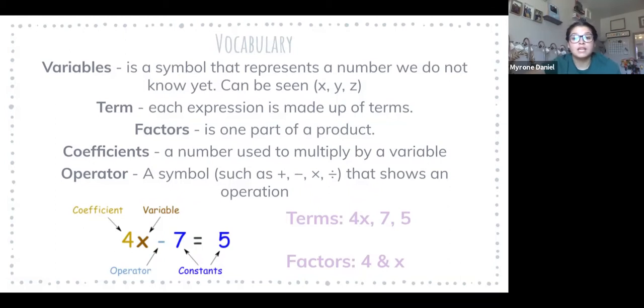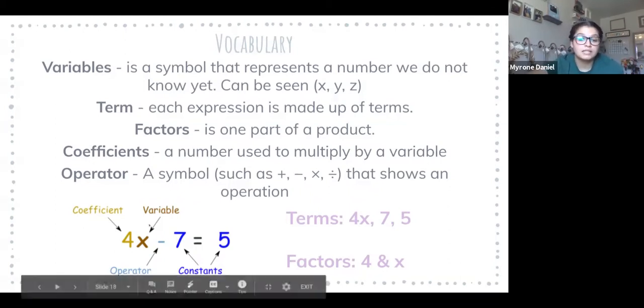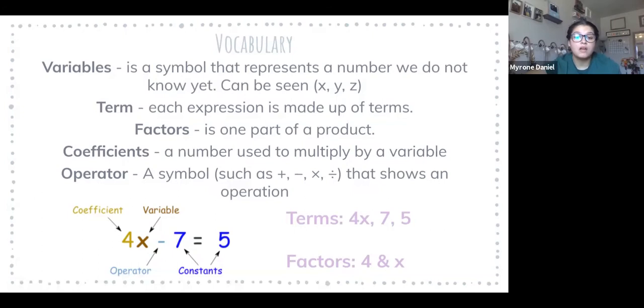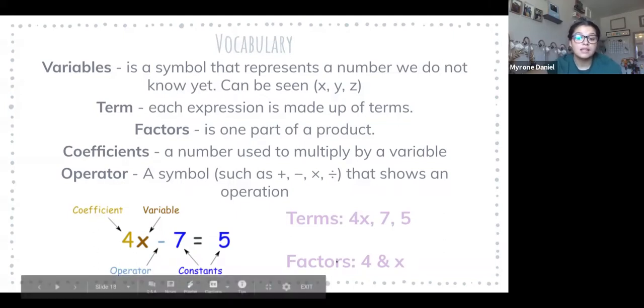A term is, each expression is made up of terms. So if we look at this expression here, we have 4x, 7, and 5. Those are the terms of this expression. Then we have factors. A factor is one part of a product. And a product is where a number is multiplied by another number or variable, and these are our factors. 4x, the factors of that are 4 and x, because those two are being multiplied by each other.